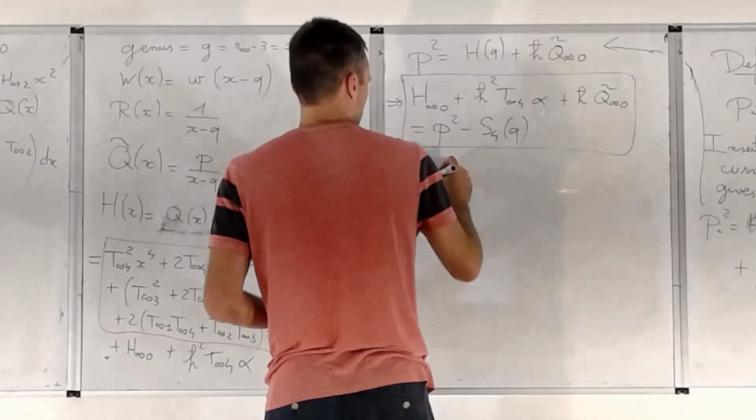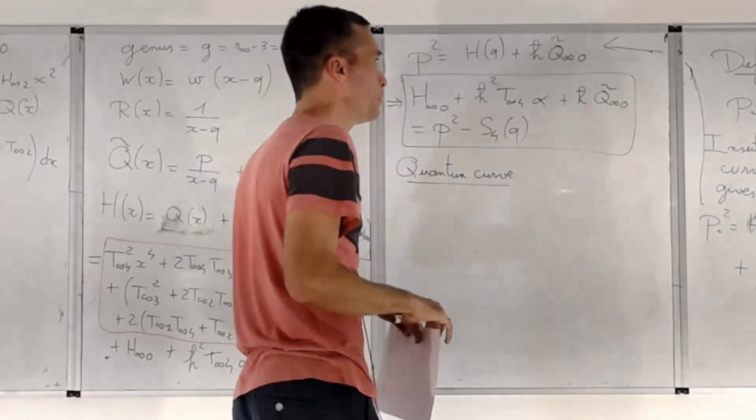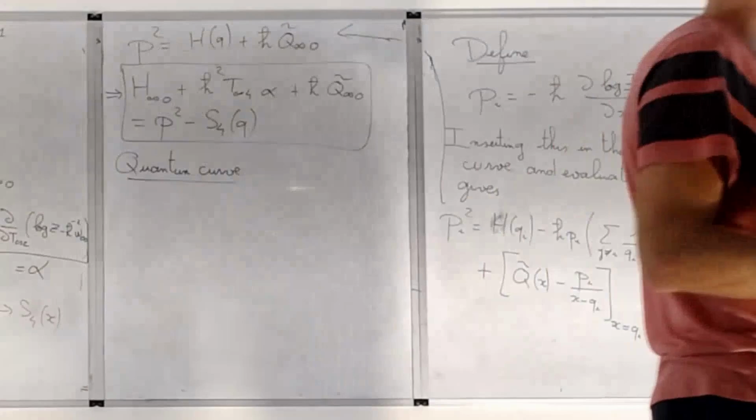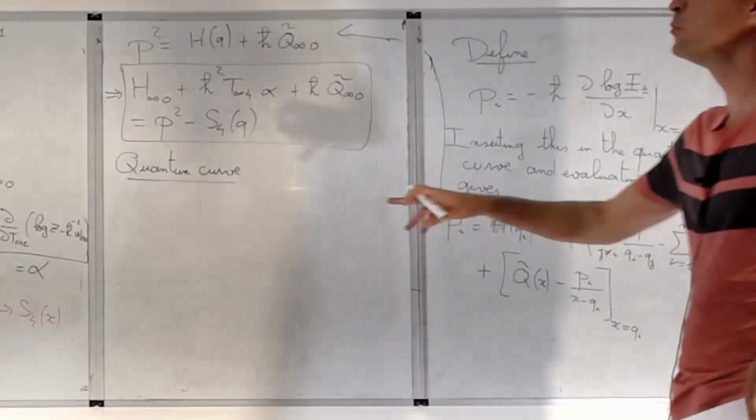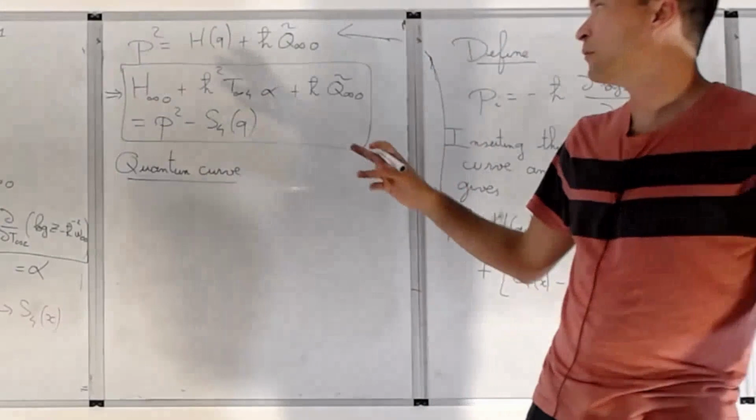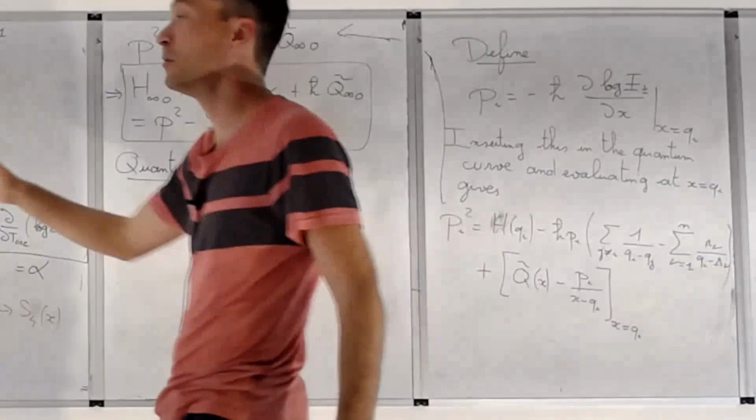So I told you before that introducing P by this definition is a way to re-express some coefficients in terms of P instead of having them unknown, like having alpha here or something. And the good thing is that with only one P, I can get rid of this sum, which is the one precisely appearing in the quantum curve. And in the end, what you have is the following.